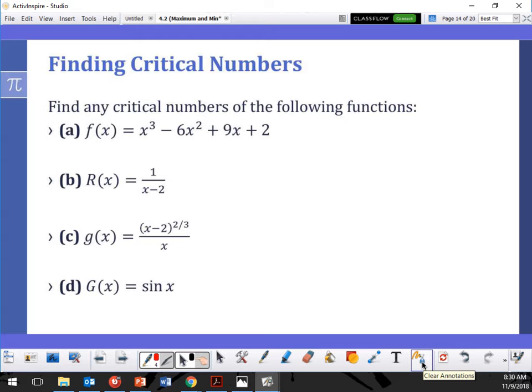Find any critical number for these following functions. So this is going to be the last problem I'm actually going to do with you, because I want you guys to start and work on this.